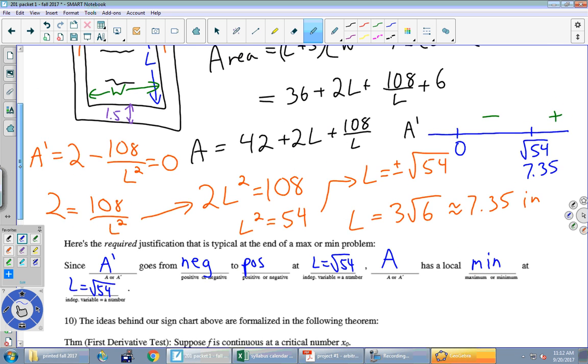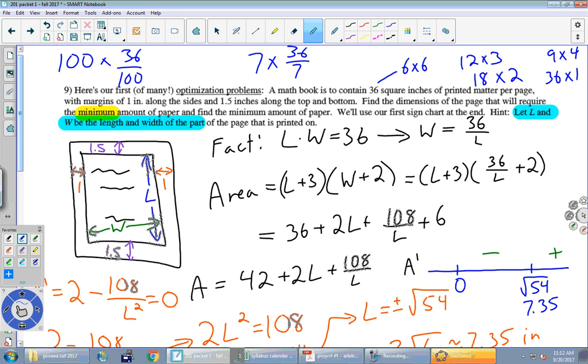All right, last piece of this puzzle was to actually find the area, I think, right? It says find the minimum amount of paper. So we'll do that real quick. The minimum amount of paper, meaning the actual area. So if I put my final answer in here, so the area when I have a root 54, just plugging it in for those two L's: 42 plus 2 root 54 plus 108 over root 54. And if somebody could get me a decimal, that would be good.